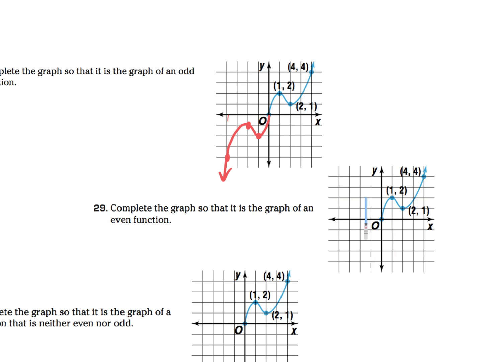This one says complete the graph so it's an even function. Even functions reflect right across the y-axis, so the x's always change sign. What happens to the y on an even function? It stays the same. What would this point turn into? -1, 2. Perfect, Mateo. What about this point? -2, 1.